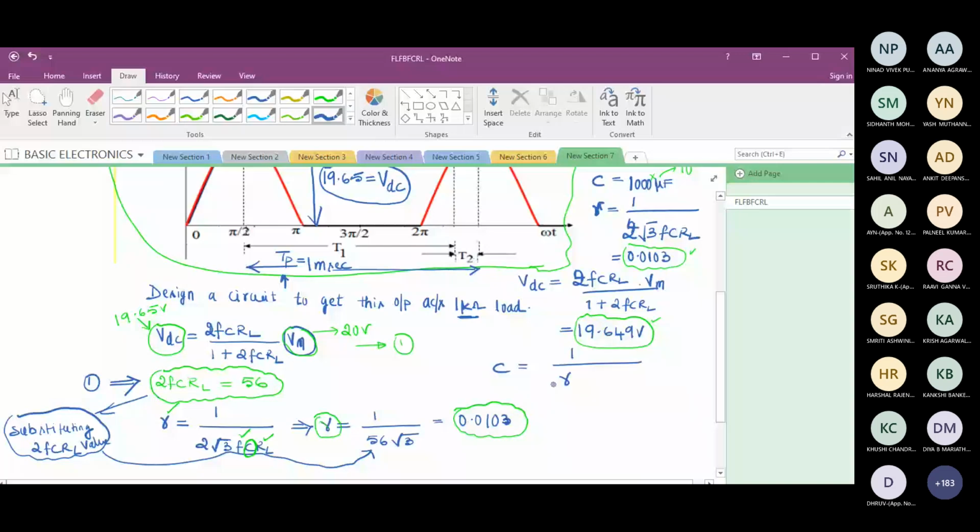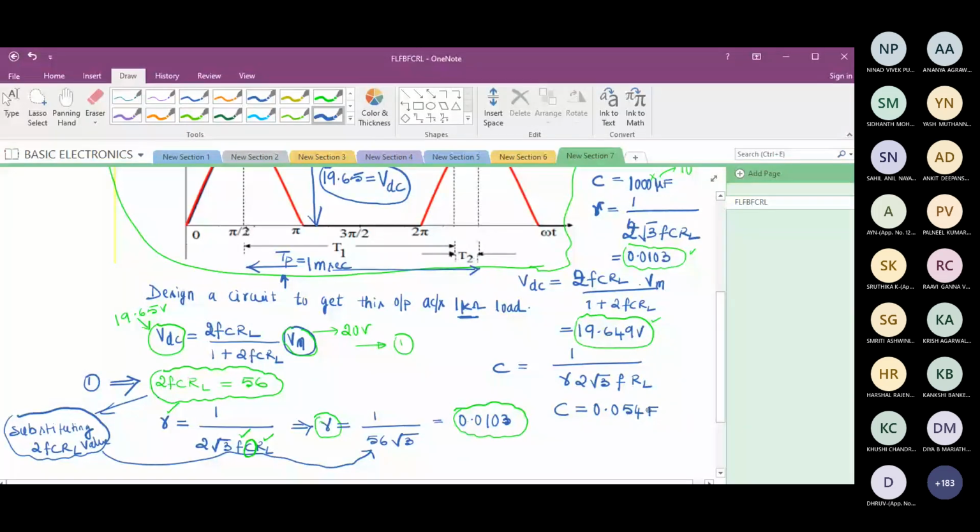2 root 3. I know the frequency F. I know the load resistance RL. Can somebody calculate this and tell me how much is C now? Sir, 0.0544. Okay, 54 I will take. Farad, sir. 0.054 farads.